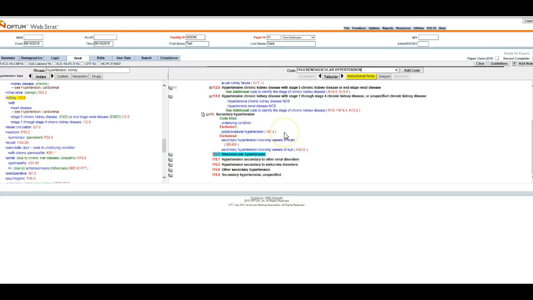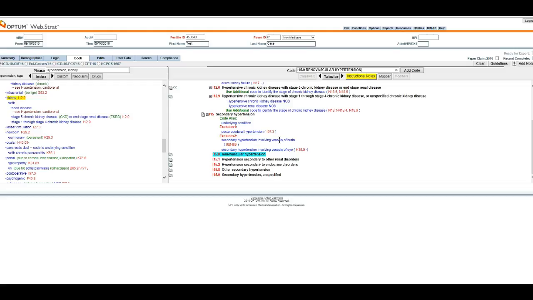I'm going to go to I-15.0, and I am going to review what it states here. It says hypertensive chronic kidney disease with stage 5 chronic kidney disease or end-stage renal disease. And then as we can see, we're moving all the way down to secondary hypertension, which is renal vascular hypertension. So the best code, one of my best codes, is I-15.0. I'm going to keep that.